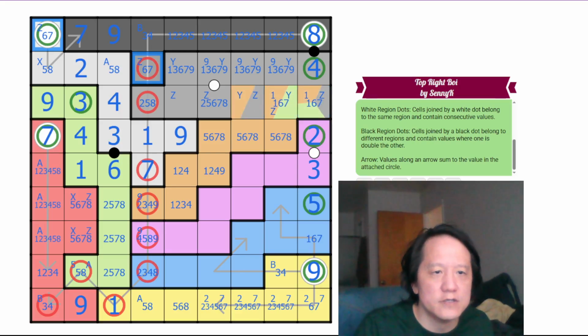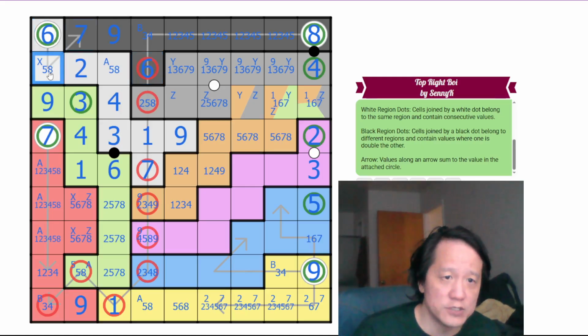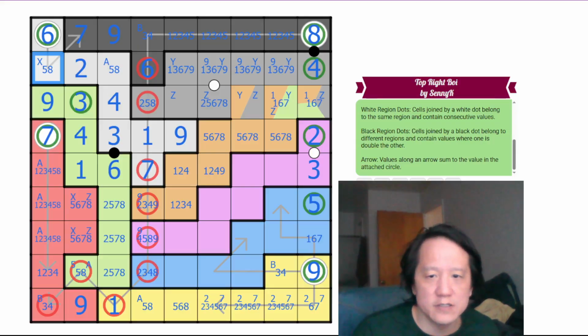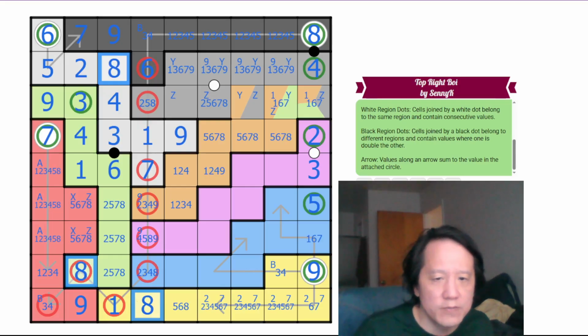So z is 6. 6 doubled is 12, which is equal to 5 plus 7. X is 5. And A is 8. So this is 8 there.